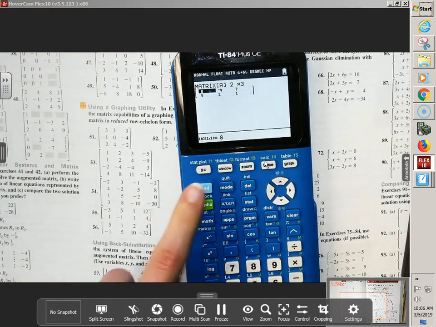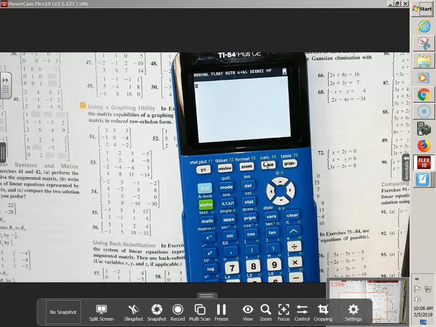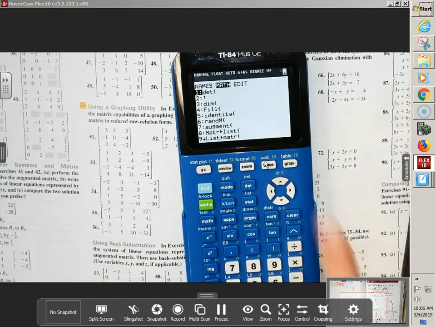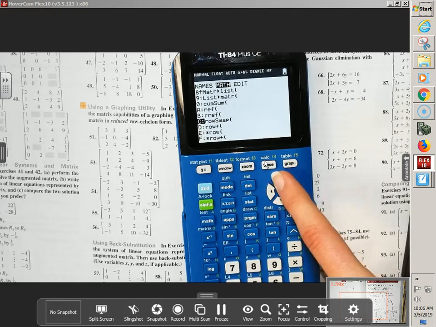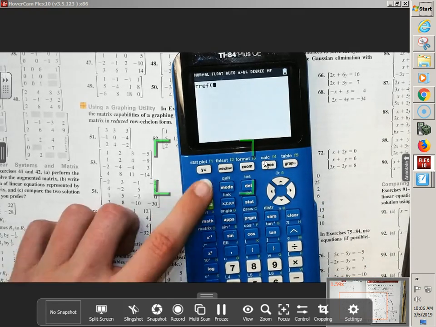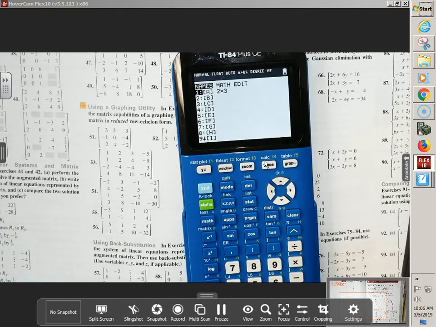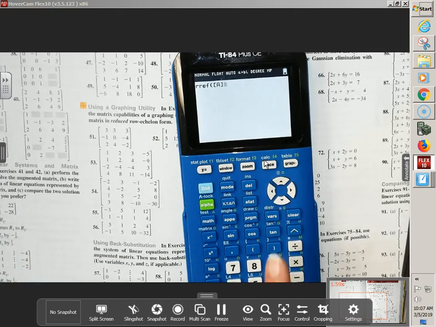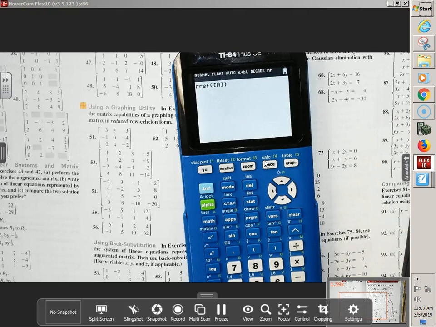Then I had you guys review how you need to get out of that menu to the home screen. You can go back to that second x to the negative 1 math button. Where's that RREF again? Down here somewhere, right? There we go, RREF. Then going second x to the negative 1. Name is how we store a matrix so that we can use it or do operations to it.